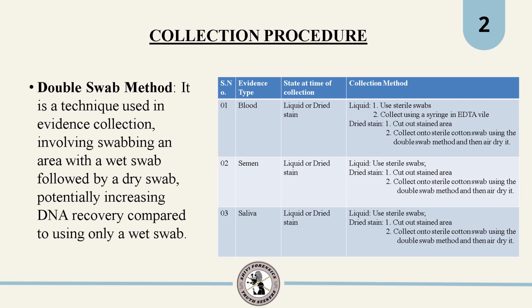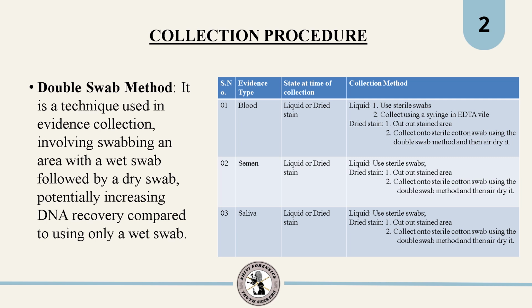If that is not possible, then we can use the second method, which is the double swab method. In this method, we will take a wet swab and rub it around the surface on which our stain is present. It will moisten the cells of the stain or the fluid. Afterwards, we will take a dry swab and again rub it on the surface, so it will collect all the cells. Both of these swabs are packed and sent to the laboratory separately.